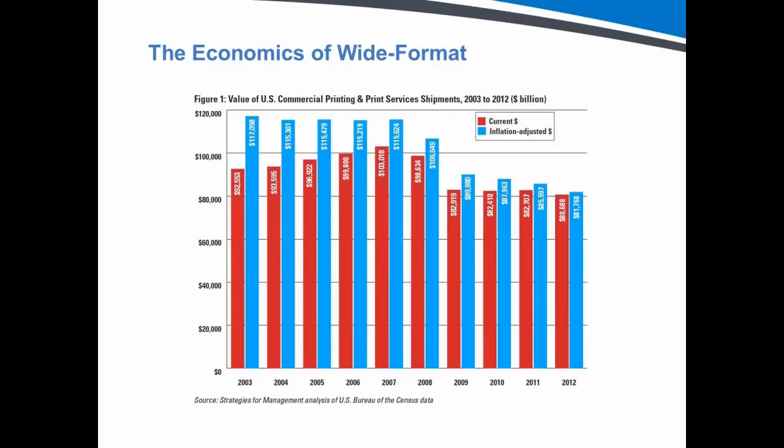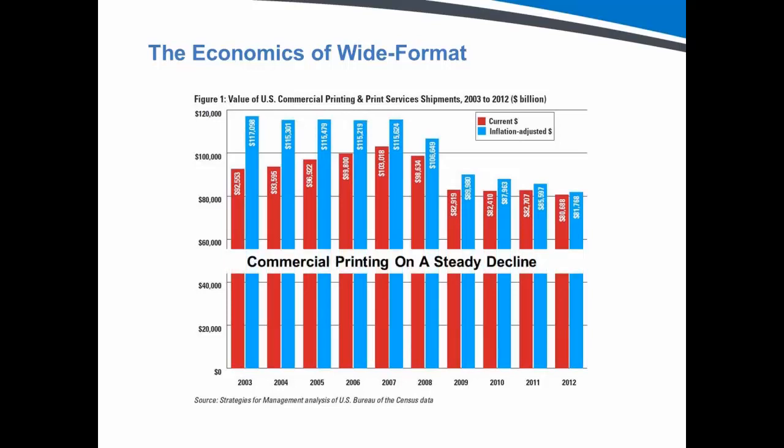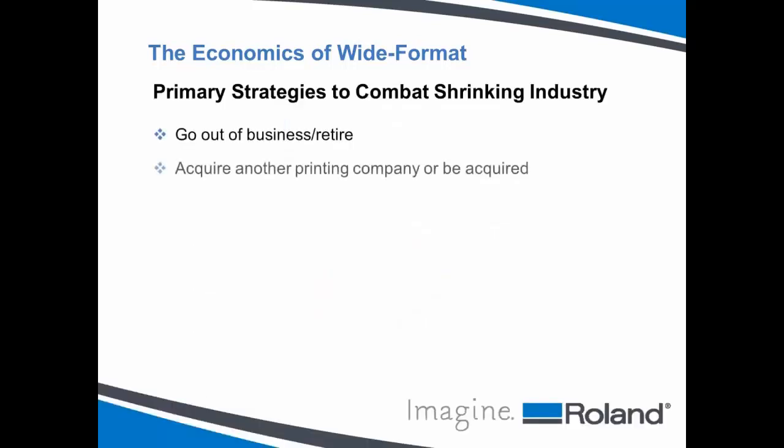This chart shows partial data from 2003 forward, but really back from 1998, the printing industry was a $130 billion a year industry, and by 2009 it had already dropped to $87 billion, about a $43 billion loss in 11 years. So what are some of the things that you can do to strategize to combat a shrinking industry?